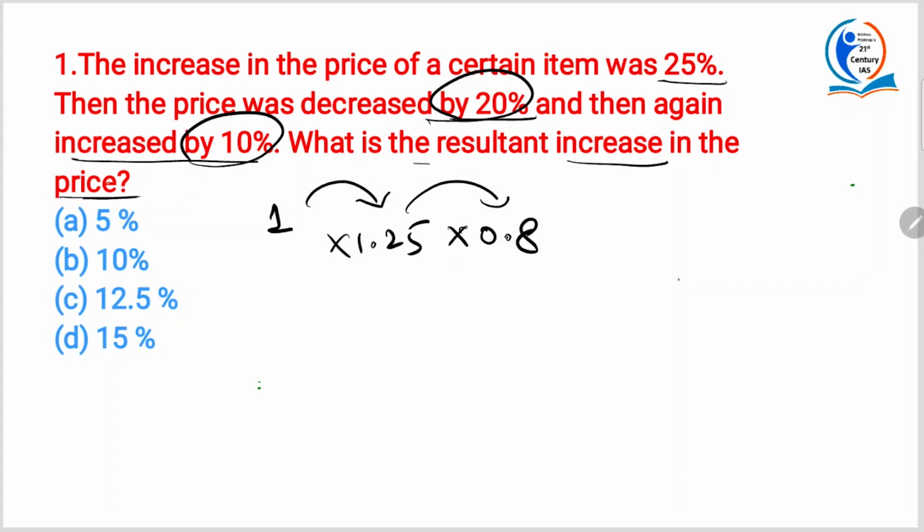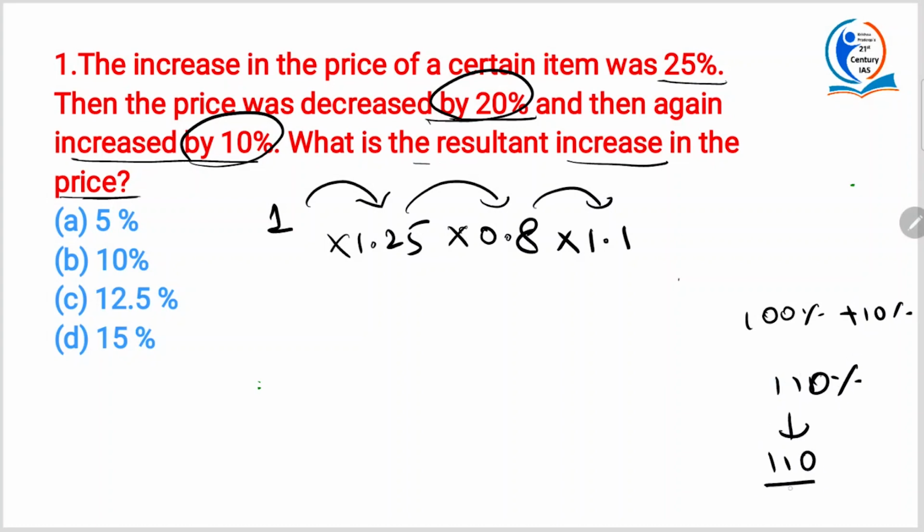All right, and then again increased by 10%, which means it has become 1.1 times. Increased by 10% means what? 100% plus 10%, okay, 110%. This is 110 by 100, so it is 1.1. So that I am writing here. This conversion of percentage into decimals has to happen in your brain, and it will happen eventually.